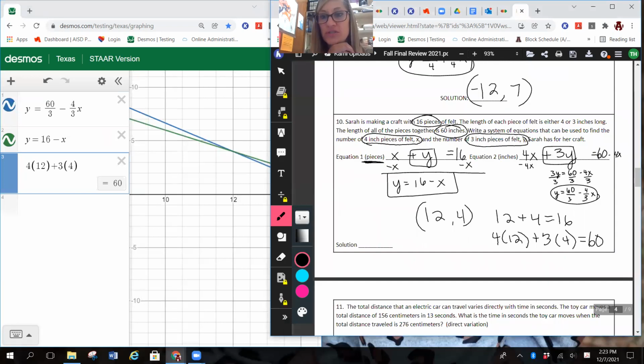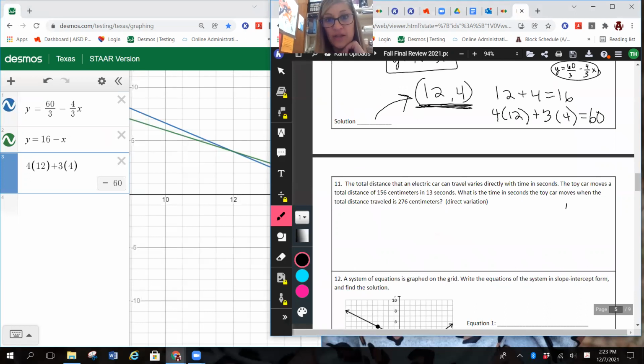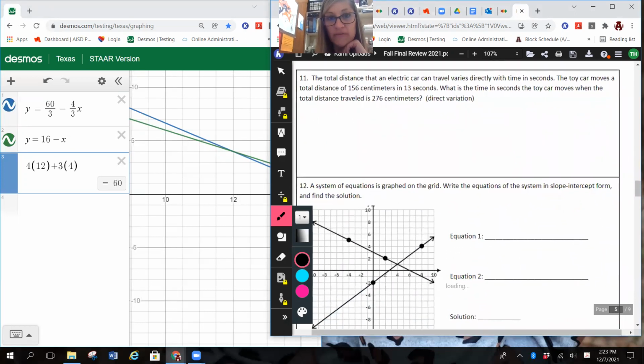So the question says, write a system. So it wants to know both the X and the Y. So the solution is 12, 4. Okay, we made it to the last question, number 11.